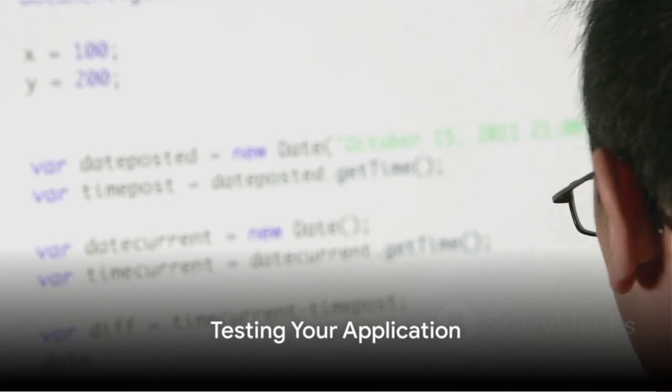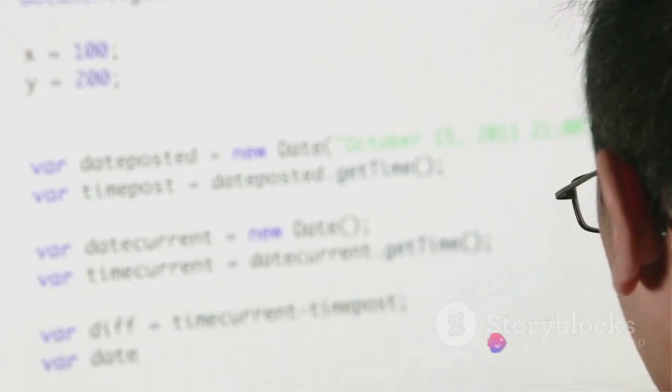Finally, once you're satisfied with your application, it's time to test it. Click on the Run button in Android Studio. You can test your application on an Android device emulator or on your own Android device.